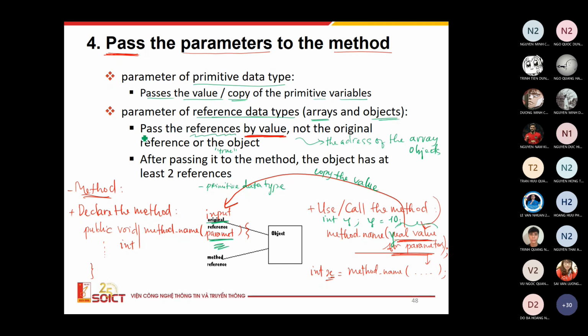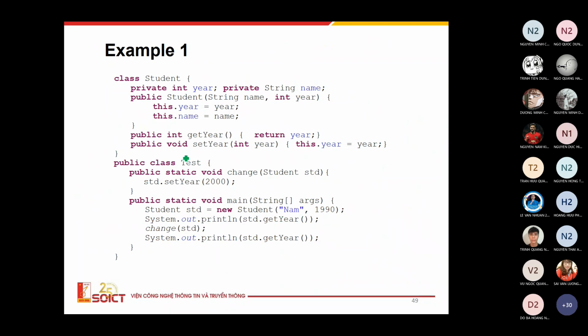So in Java you just keep in mind that they will pass the parameter by value to the method. And here you see one sentence: after passing it to the method, the object will have at least 2 references. Why can I say this, and how to remember the way to pass the parameter to the method? I will demonstrate in the next example.